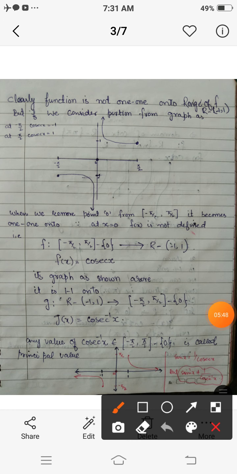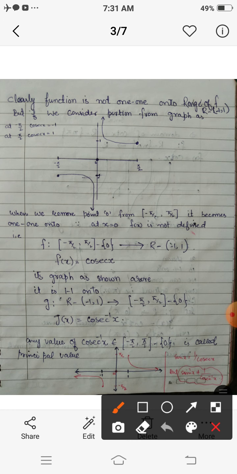Any value of this cosec inverse which lies in this interval, minus π/2 to 0, is simply called the principal value. When we draw the graph of this cosec in this interval, the curves in this interval are simply called the principal branches.